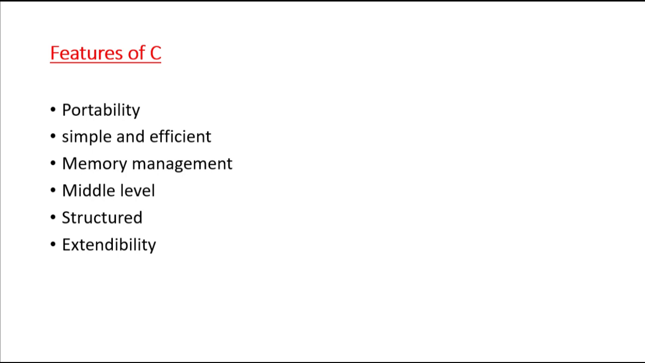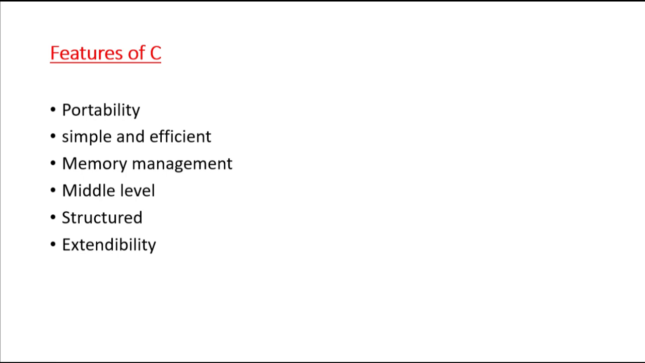Next is memory management. Due to dynamic memory allocation, we can reduce the memory consumption of our code. Dynamic memory allocation is a very important thing in C. We will study what dynamic memory allocation is later. It is a middle-level programming language. We already discussed why C is called a middle-level programming language. Next, C is a structured programming language, so we can reduce the errors and misinterpretation.